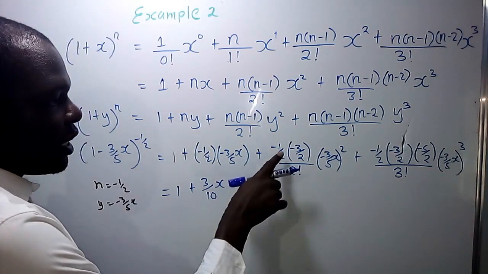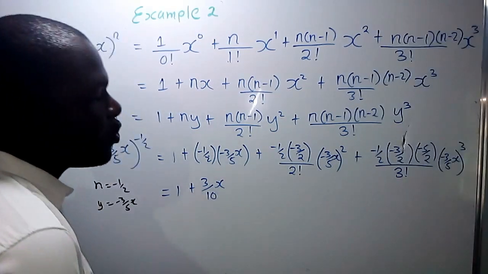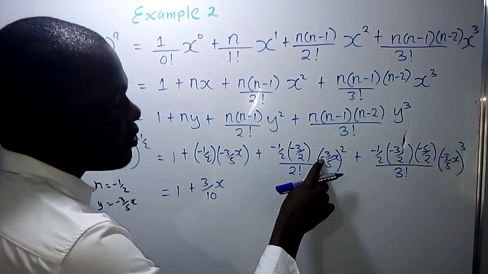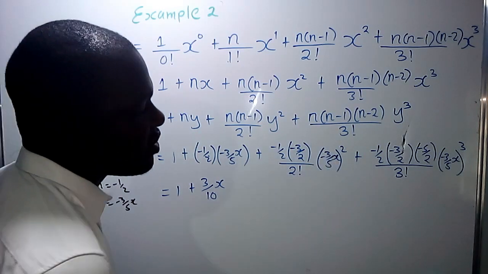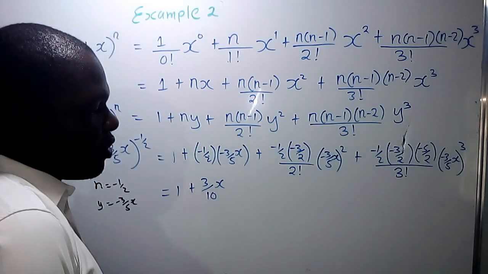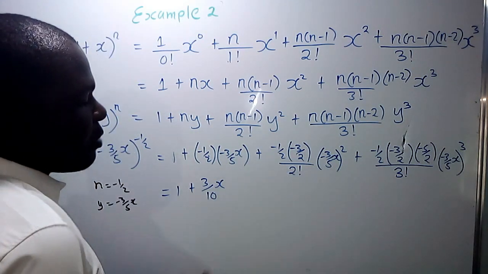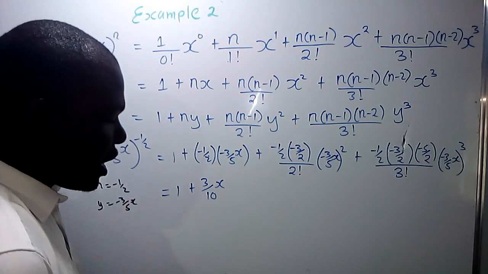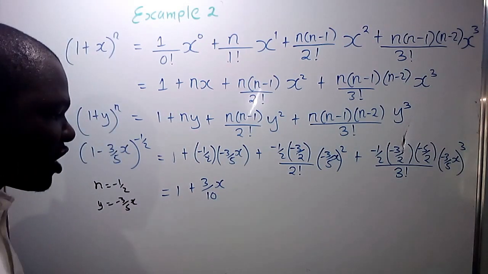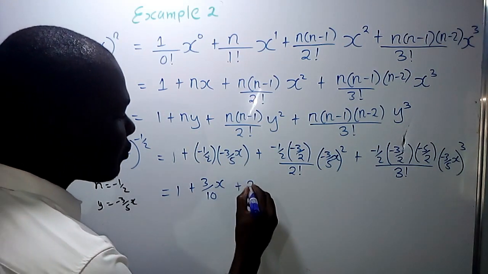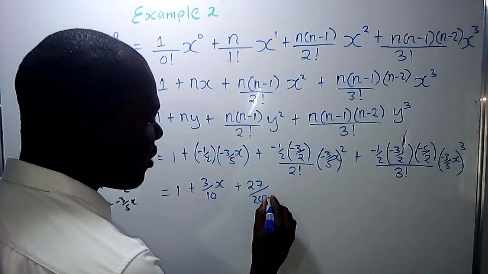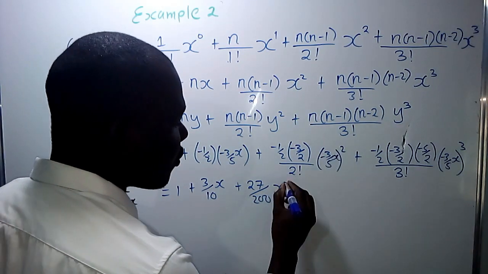Then negative a half times negative 3 over 2, that is 3 over 4, negative squared is positive, 3 squared, 5 squared, that is 9 over 25, times 3 over 4, 2 factorial is 2. 3 over 4 divided by 2, 3 over 8 times 9 over 25, so that is 27 over 200. So 27 over 200, then our x is squared.